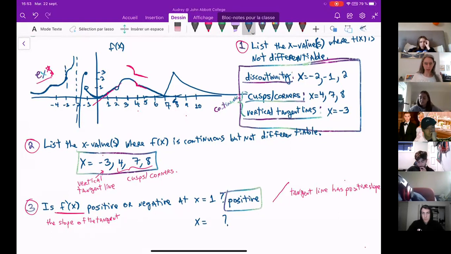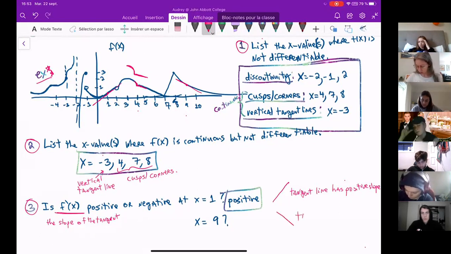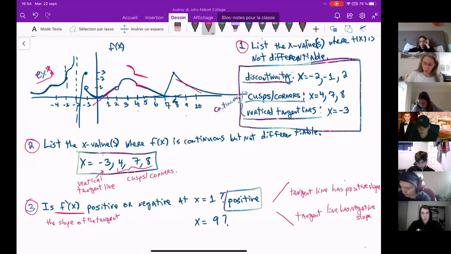So I'm going to ask you about, let's say, 9. If I ask you about 9, we go up here, that's 9. I draw my tangent line. That clearly has a negative slope. So my tangent line looks something like that. Tangent line has negative slope. So that's one thing.